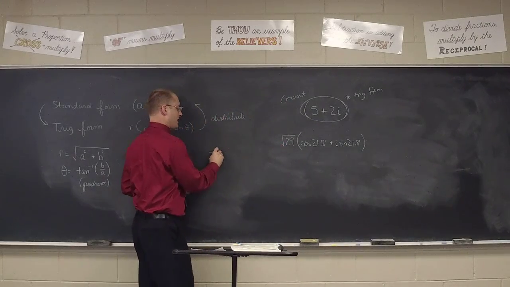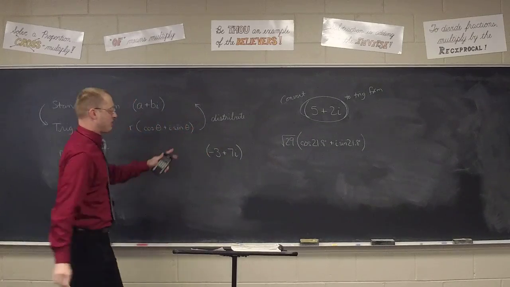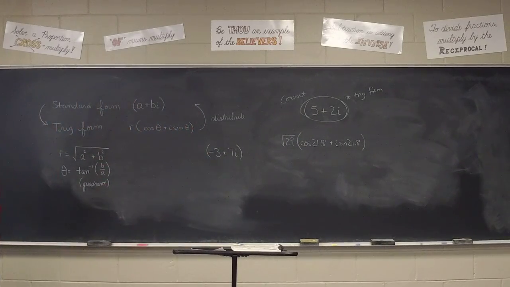What if we had, though, a negative 3 plus 7i? Convert that to the trig form now, if you would, please.